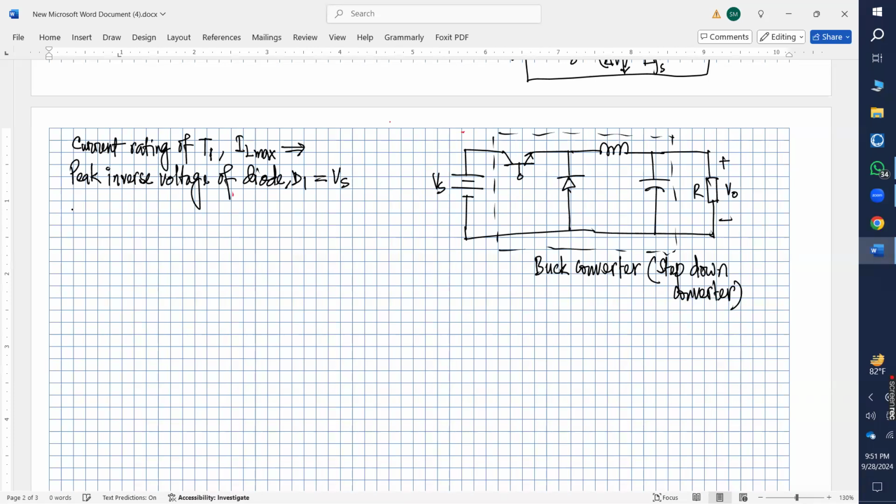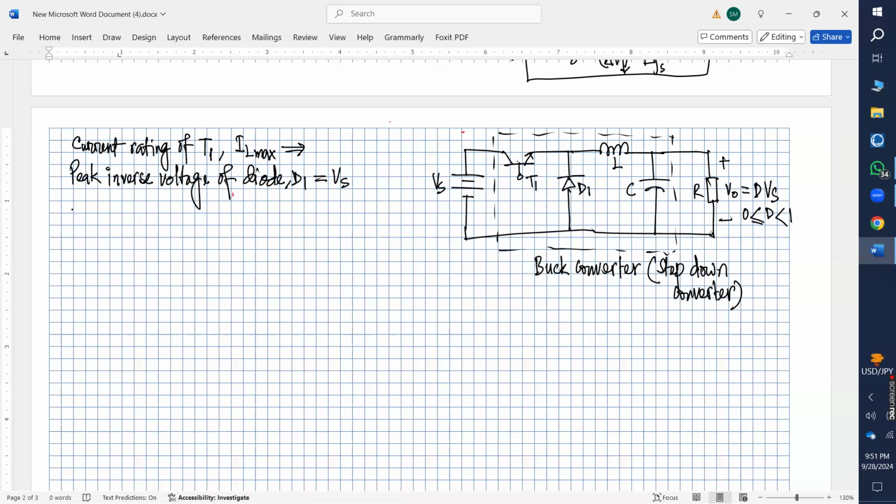Why is that? Because whatever voltage you are giving here, your output voltage is nothing but D multiplied by Vs, where we are considering D to be less than 1. So, if we consider the transistor and the diode to be ideal, is there anything in the buck converter, including the inductor and capacitor, that can consume power? No, sir.